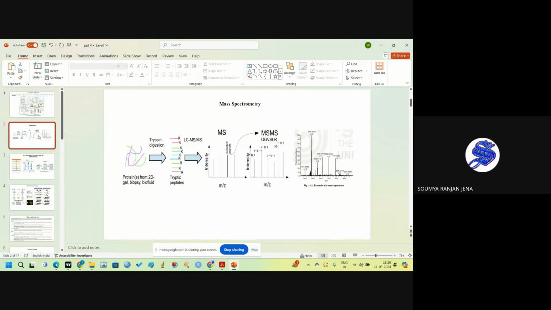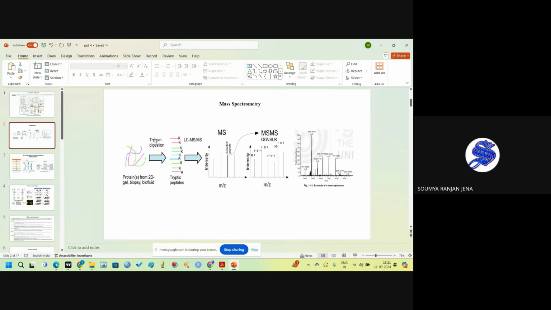Then we'll go to the next technique, that is mass spectroscopy. We also previously described mass spectroscopy, how we detect peptide or protein molecules by mass spectroscopy. In mass spectroscopy, first the proteins come from 2D gels or biopsy or biofluids, any biopsy or tissue or biofluids like blood, urine, semen. In protein molecules, you have to isolate that protein molecule.